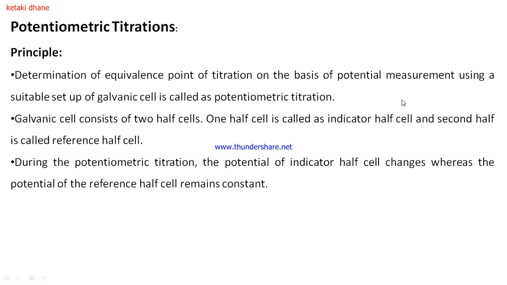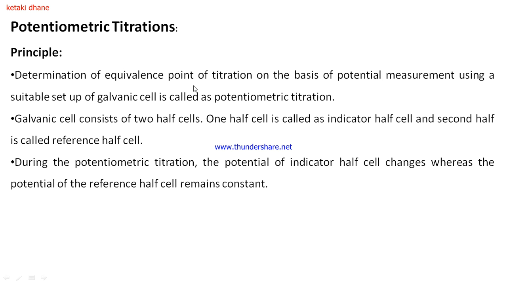How much potential is generated during the working of an electrochemical cell? So how are we going to determine the equivalence point? The equivalence point is where the amount of reducing potential reacts with the oxidation potential and vice versa.